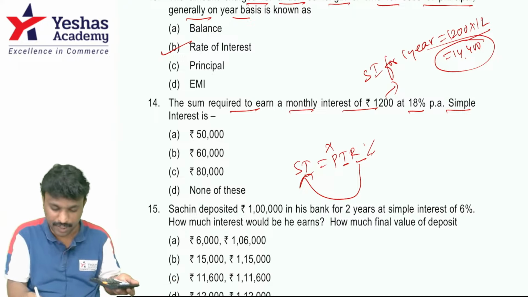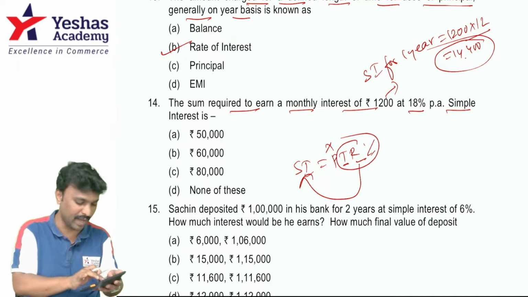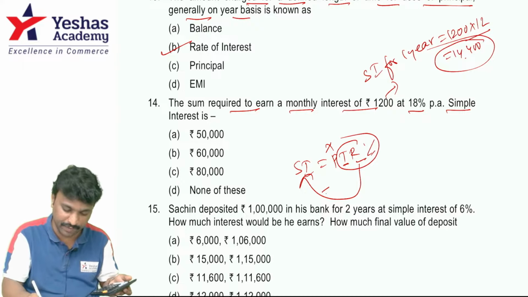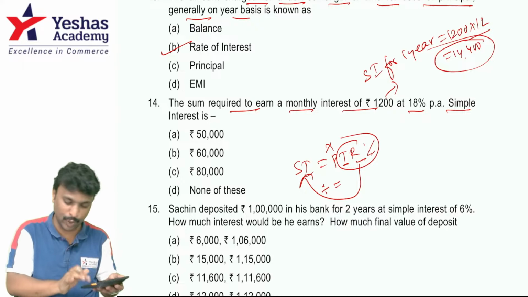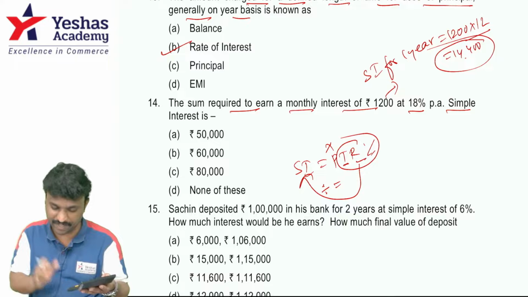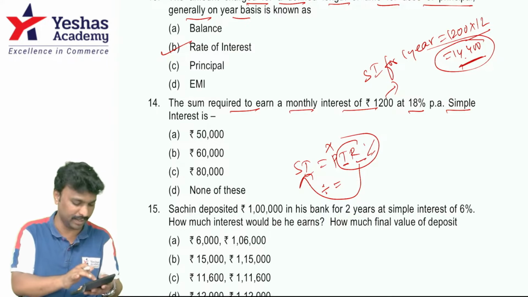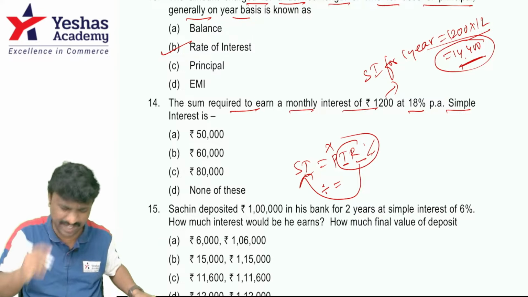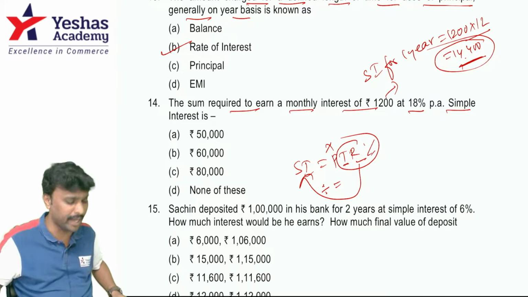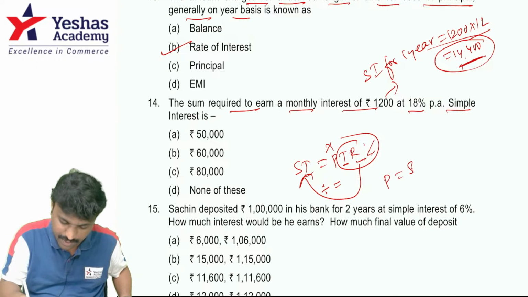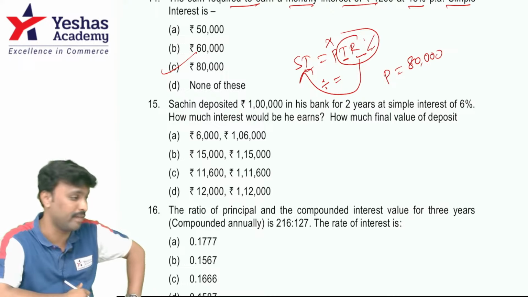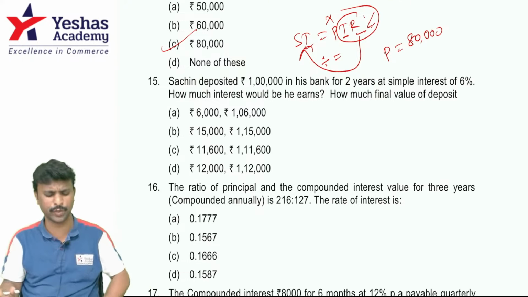Take your calculator, just do T into R percent. T is 1 into R percent is 18, press a percentage. How do I shift it to the other side? Divide equal, and then multiply with 14,400. That fetches us 80,000. 79,999.99 you get. So obviously P is 80,000. Option C is the right answer. Is this clear, everybody? Moving on to the next question.